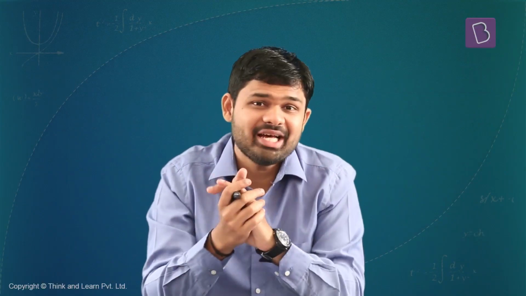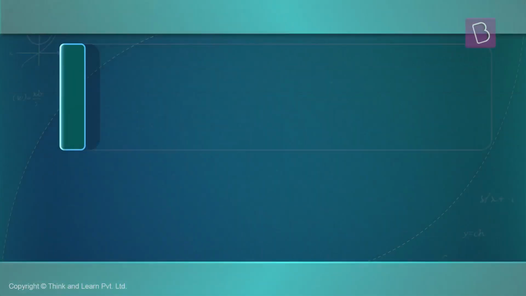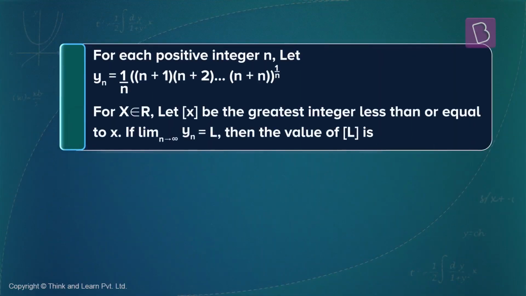Let's look at one last question here. So in this question, we've been given a function yn equal to 1 by n into n plus 1 times n plus 2 times n plus 3 all the way till n plus n all raised to the power 1 by n. Now we've been told that limit n tending to infinity of yn equal to some number L. The objective is to find out the greatest integer of n.